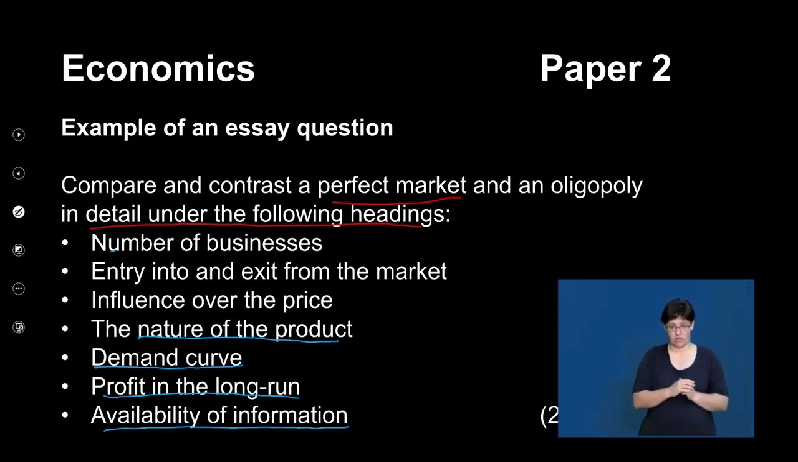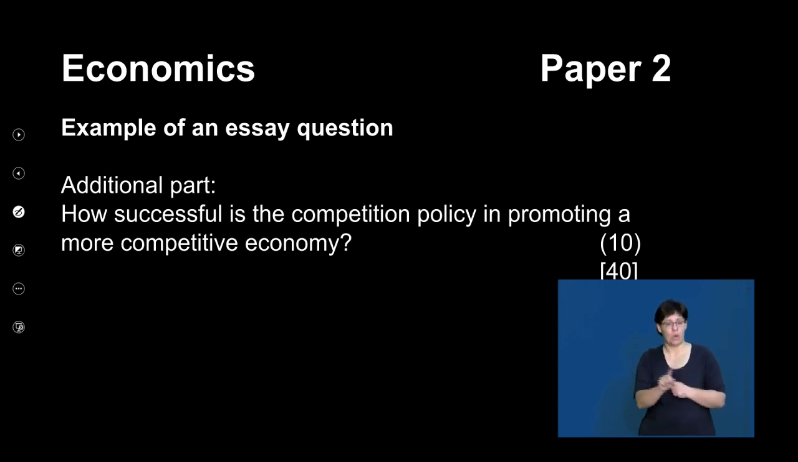You might find for number of businesses, you are given 4. For entry and exit into the market, another 4. For influence over price, 4 marks. So normally each and every one of those subheadings carries marks. If you fail to discuss maybe the remaining 3, you lose out on the 12 marks. So make sure that you are able to tackle the question under the given subtopics. Your typical additional part would be how successful is the competition policy in promoting a more competitive economy. Remember, this carries 10 marks, to give you a total for the essay of 40 marks.